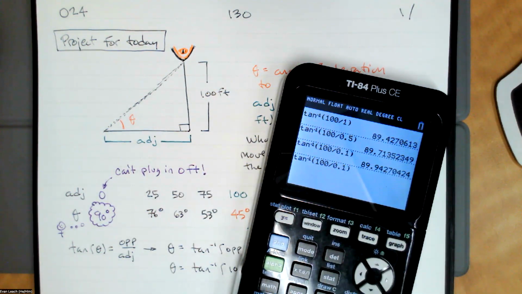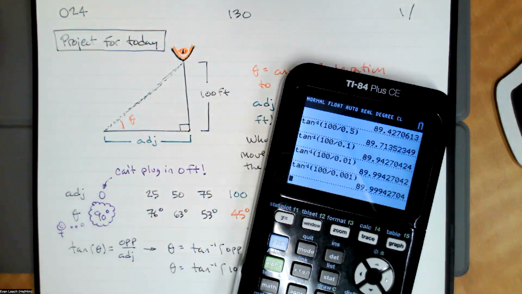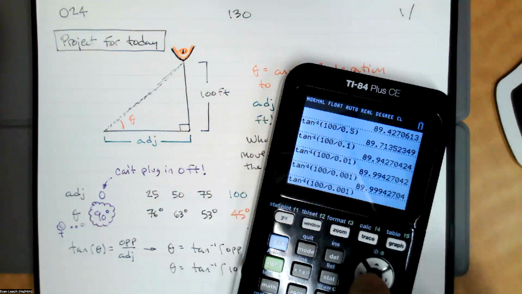Now we're going to start taking some bigger steps, from 0.5 to 0.1, 89.7 to 89.9. Now I'm going to be standing 1/100th of a foot from the tower, and I'm going to keep putting a 0 in before the 1. And our angle does keep going up, but it's going up by not very much.